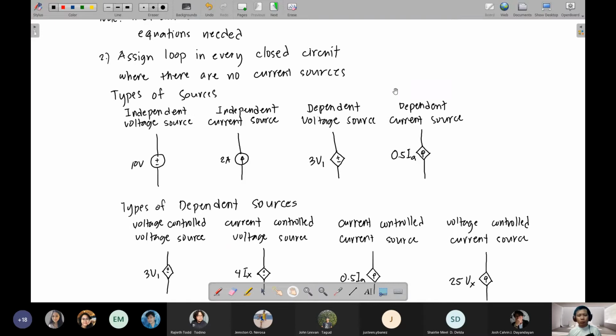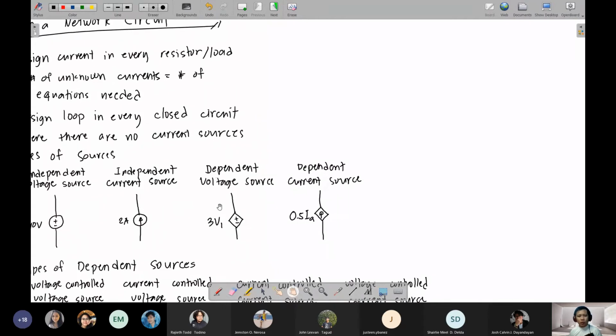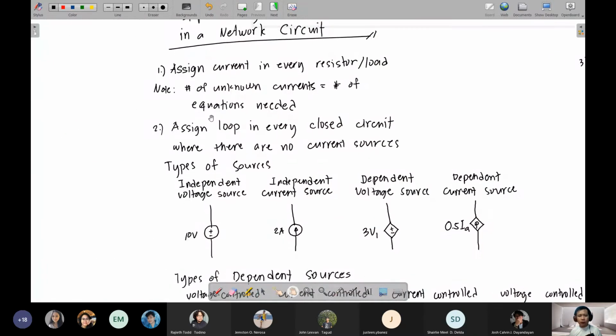Whether it's independent or dependent. Okay? Now, why? This step number 2 is related to step number 3. For step number 3, by the way, for your loop, it's up to you if you're going to assign clockwise or counterclockwise rotation. Again, just like with step number 1, you can assume the directions, you can assume the rotations.